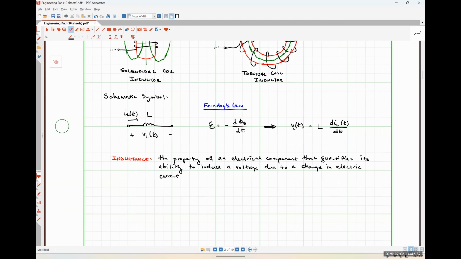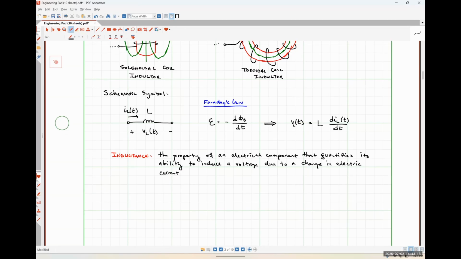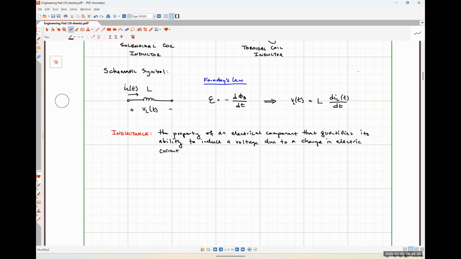So essentially, the larger the L is, the larger the induced voltage will be for a given rate of change of current. What we're going to see a bit later on is that this inductance L is also related to how much energy can be stored by the element as well. Okay. So now let's look at the units of inductance.